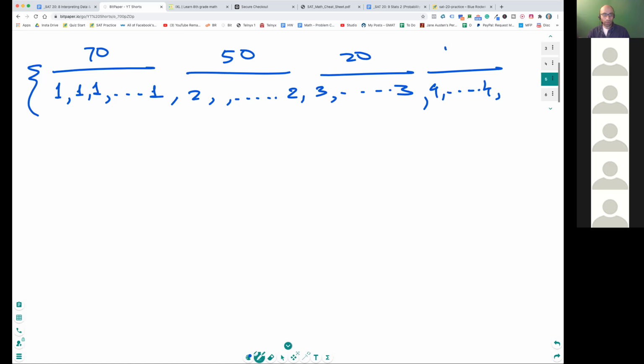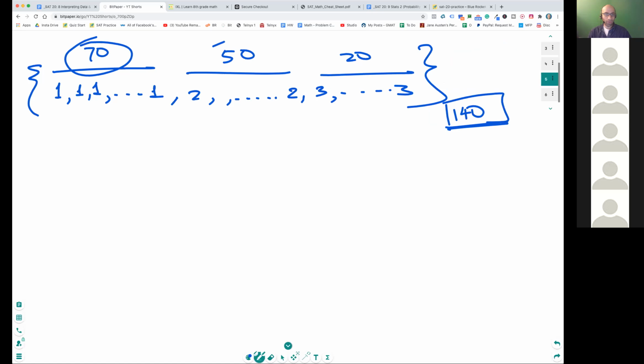Trying to see here what we can do. Give me 1 second, okay? Yes, why don't we just stop it right over here? No 4s here, okay? No 4s here. So there are 150 numbers here. Sorry, 140 numbers here. There are 140 numbers because it's 70 plus 50 plus 20. That gives you 140 numbers.